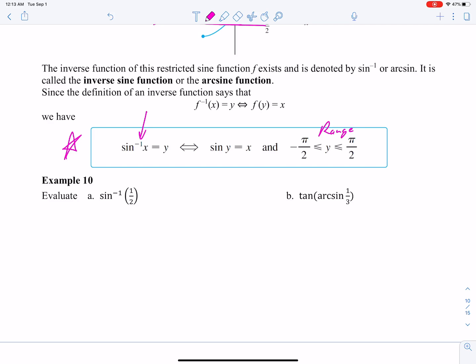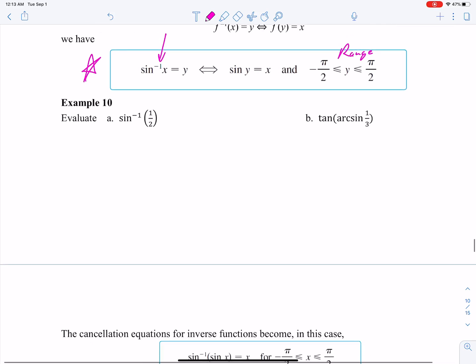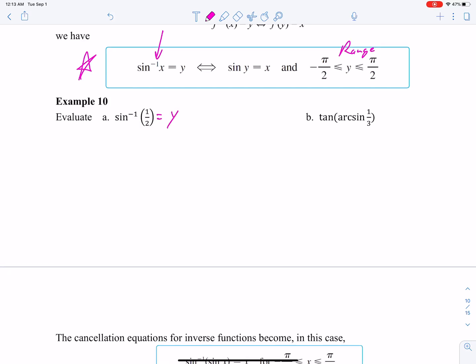All right, so let's use that information here. All right, so evaluate inverse sine of 1/2. In other words, we need to figure out that that's equal to, I don't know, something. So x, let's call it. All right? Right, actually, we should call it y to be consistent here. There we go.